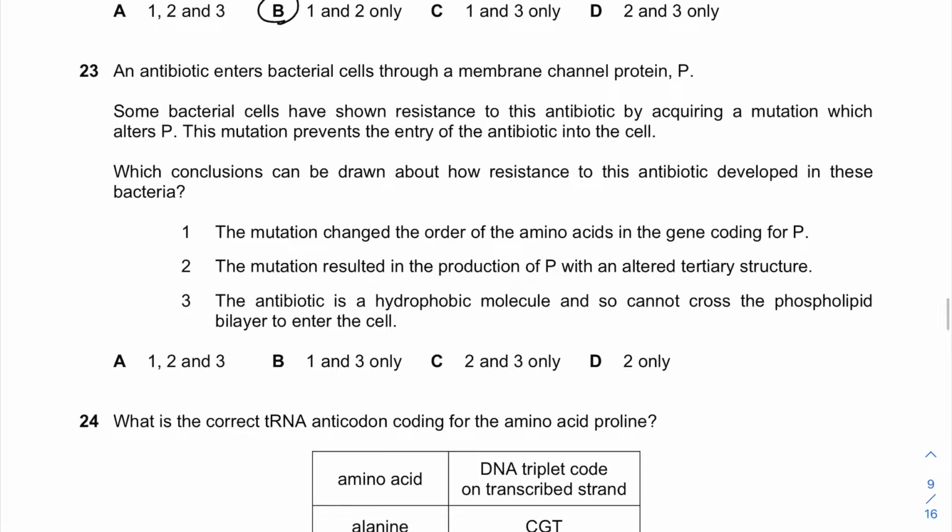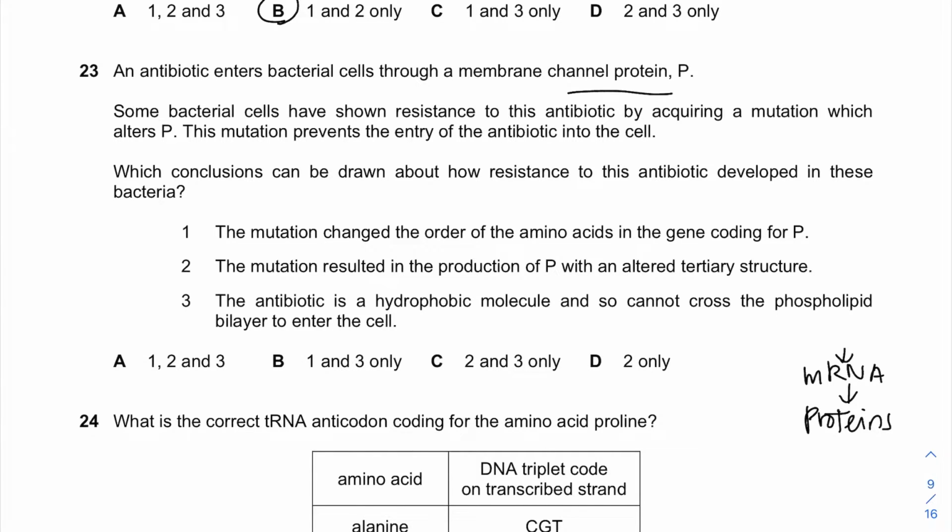Number 23. An antibiotic enters bacterial cells through a membrane channel protein P. Some bacterial cells have shown resistance to this antibiotic by acquiring a mutation which alters P, the channel protein. This mutation prevents the entry of antibiotic into the cell, so which conclusion can be drawn about how resistance to this antibiotic developed? So this is changes in proteins.